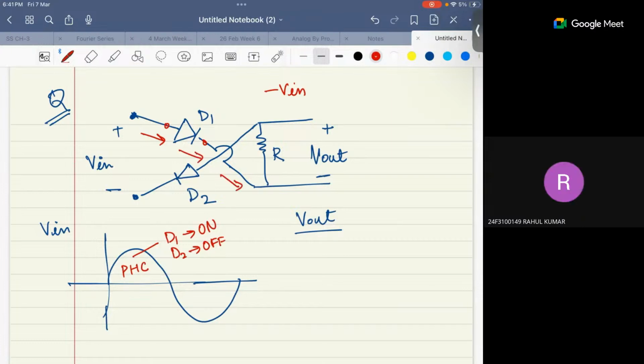Sir, how is D2 off? If we are solving the circuit, the wire is going up from D2, there is no intersection point. No, see, you're attaching some positive voltage, right? This P is connected to positive, but here you can see that N is connected.